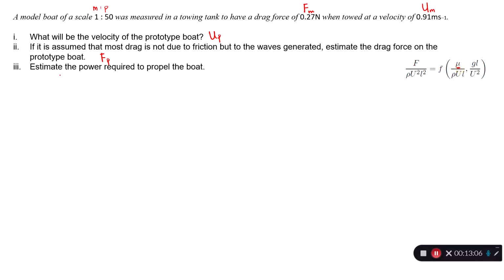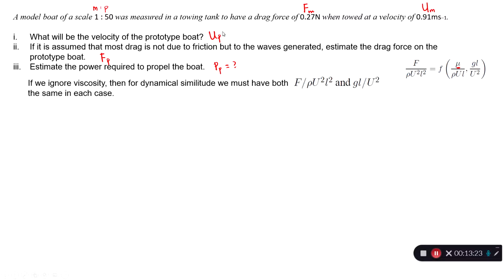The third one is estimate the power required to propel the boat. So power for the prototype, but then we don't have power here. So power would be an equation of what? We're going to determine that. Okay, so let's solve for number 1 first, the velocity of the prototype boat. If we ignore viscosity because of this assumption, drag is not due to friction.